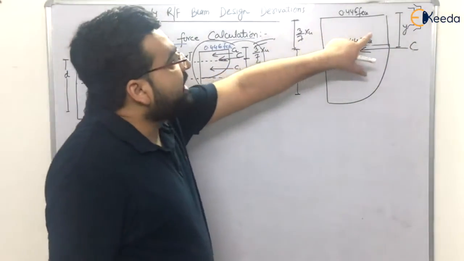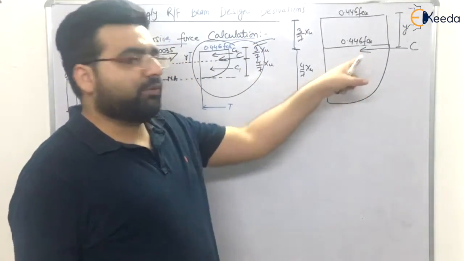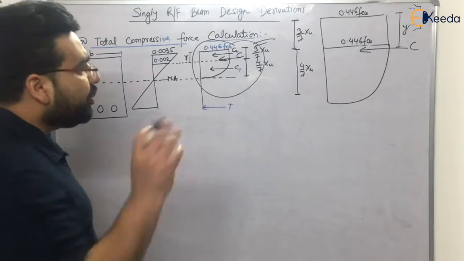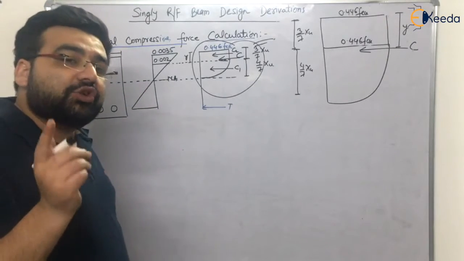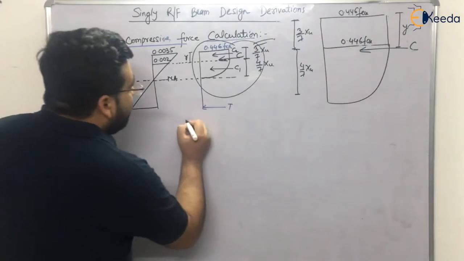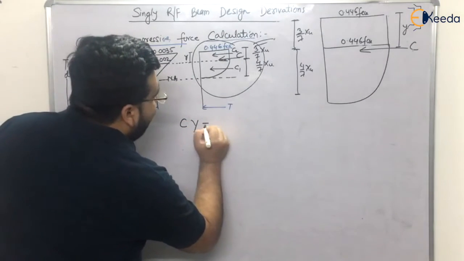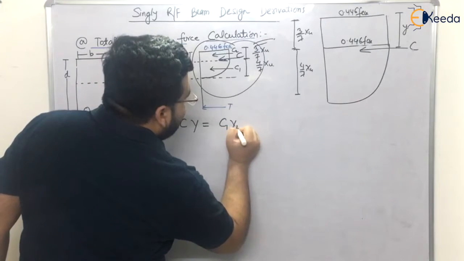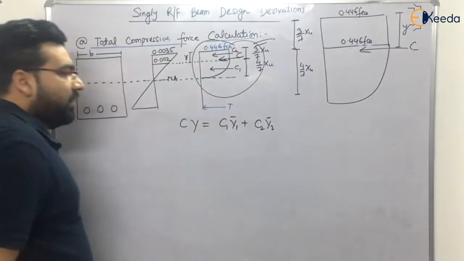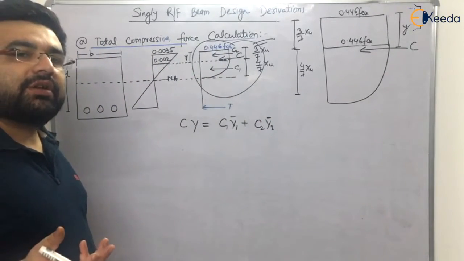Because I have to determine it from the uppermost fiber, not the lowermost fiber. Let us say it is acting at a distance of Y. You know from the strength of materials, if you want to determine the centroid of anything, what you need to do? C into Y is actually equal to C1 Y1 bar plus C2 Y2 bar. The basic concepts of strength of materials.